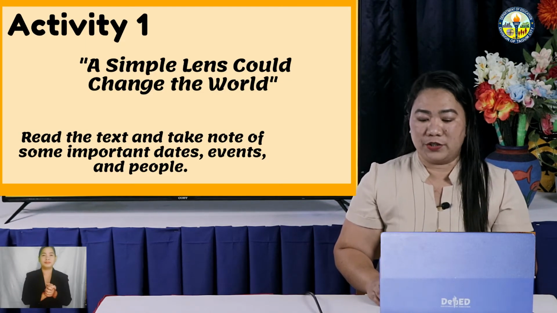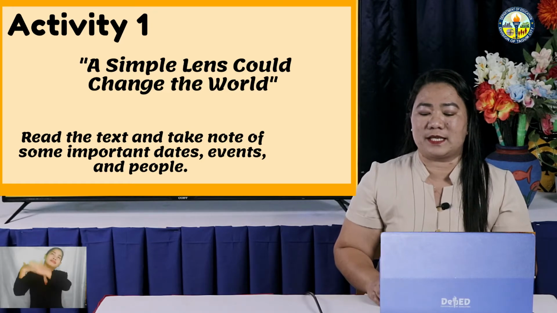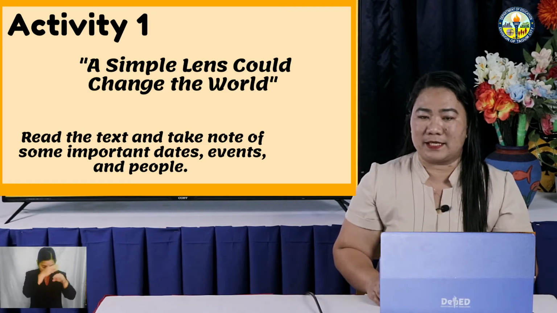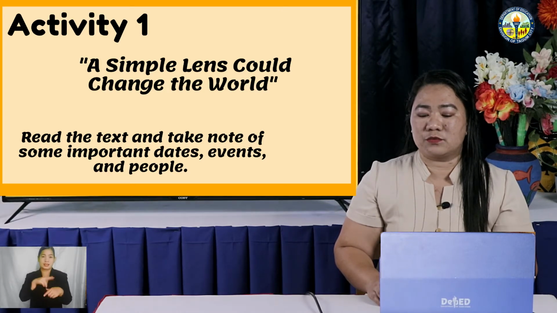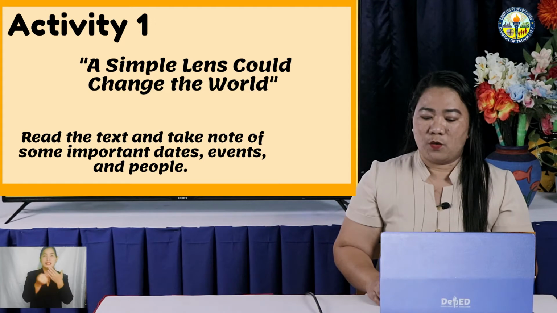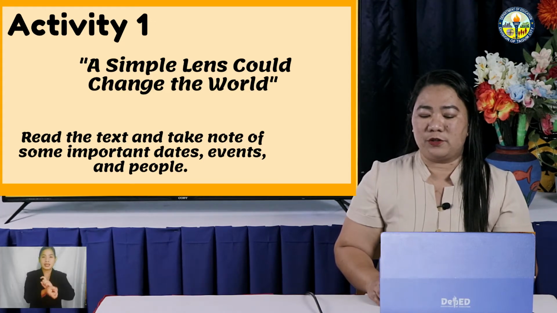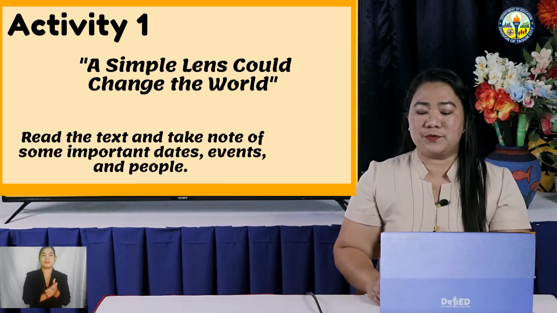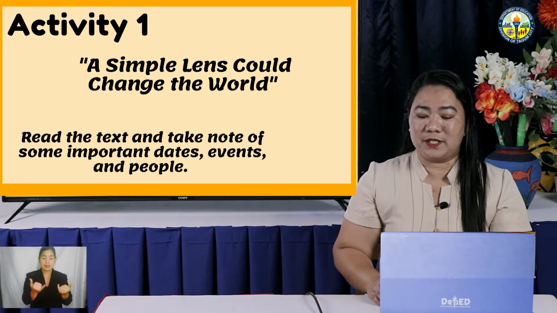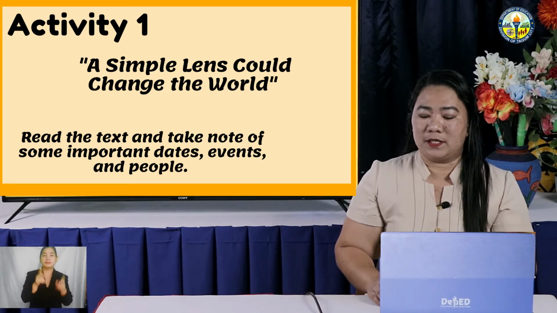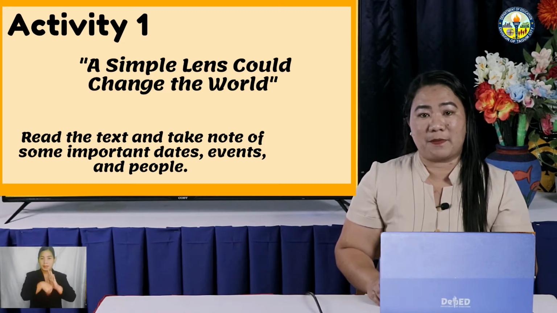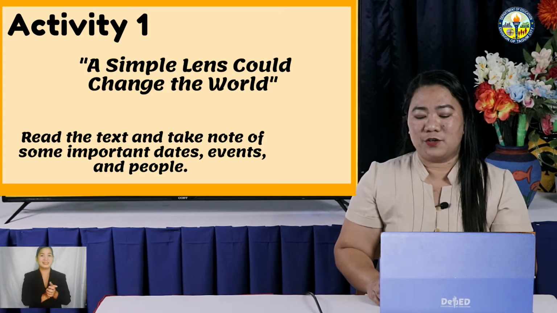Let us look back on how the microscope came into existence by doing the Let Us Practice, activity number 1 entitled, A Simple Lens Could Change the World, which is found on page 6 of your self-learning modules. You're going to read the text, take note of the important dates, events, and people, and answer the following questions. I will give you 1 minute to do the activity. Are you ready to trace the historical development of the microscope? Then, you may start now.